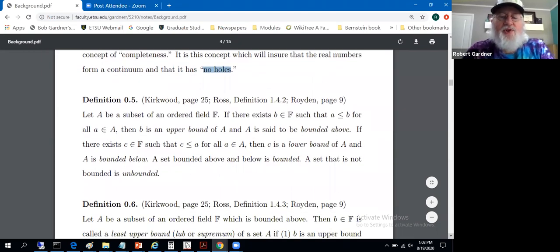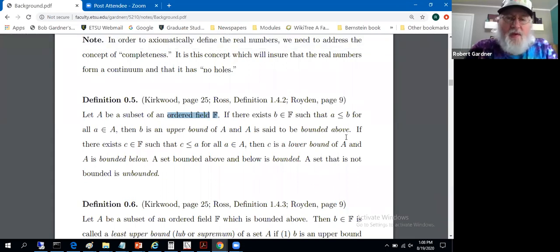We need a little definition first. Let A be a subset of an ordered field. So this is being done in rather a general setting. If there exists B in the field such that a is less than or equal to B for all lowercase a in set A, then B is an upper bound of set A, and set A is said to be bounded above by B. And all we said was everything in set A is less than or equal to this field element B. So B is an upper bound for set A. So the words are very suggestive.